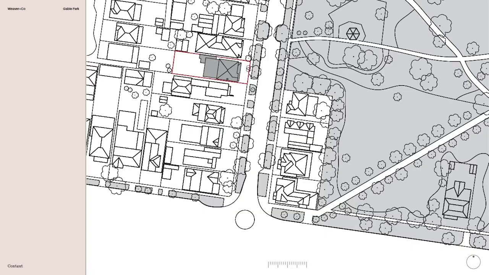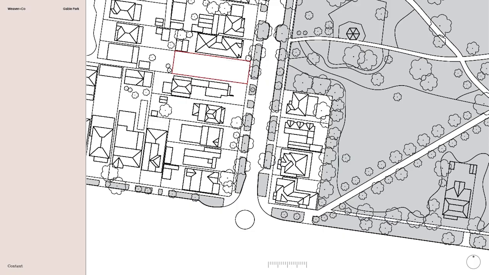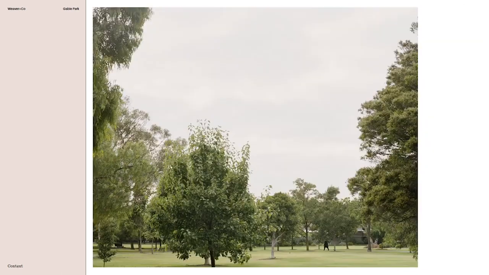owners of this land. On a tree-lined street opposite a public park, the previous weatherboard was very run down, and after assessing options with the client, the decision was made to remove the bungalow. The surrounding context consists of mainly single-level period homes with dominant roof forms and verandas.